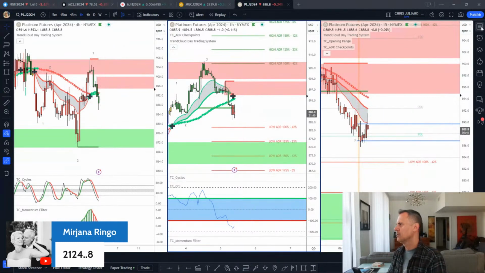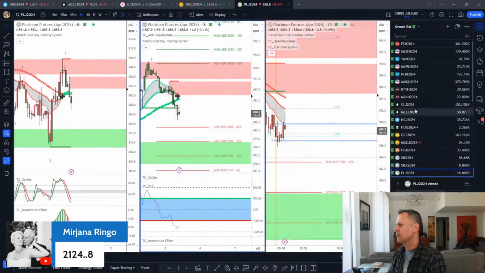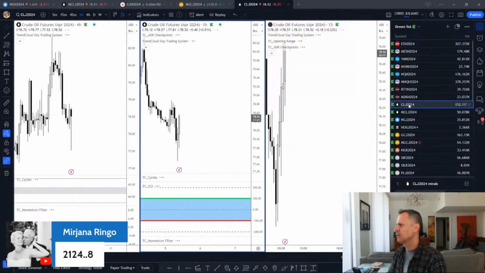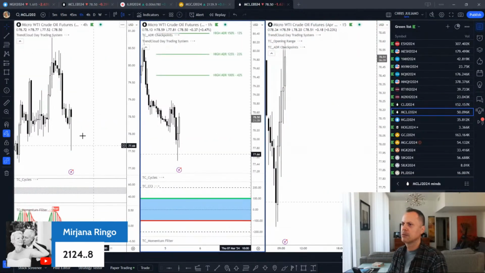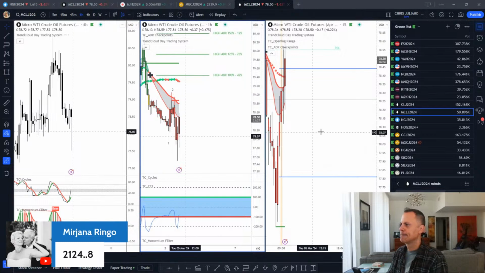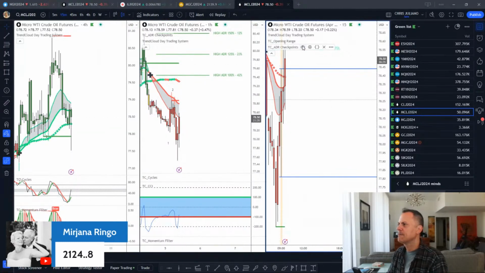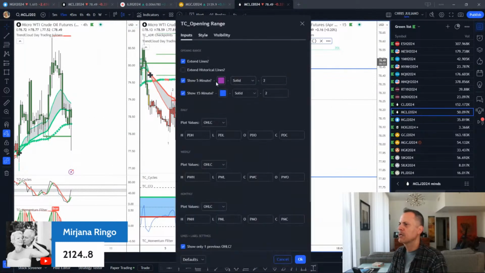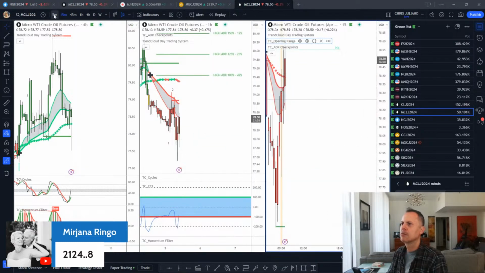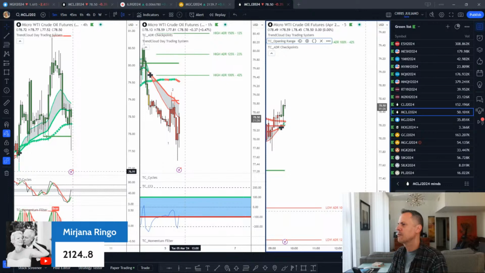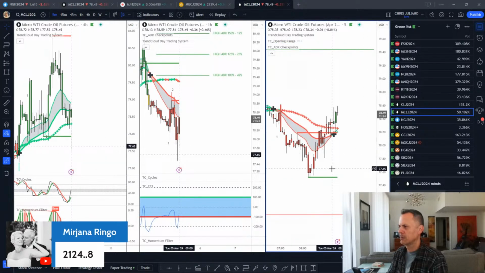Okay. Let's go look at crude oil. Crude oil, we're going to need the 5-minute opening range. 5-minute chart. What's the opening range doing here?